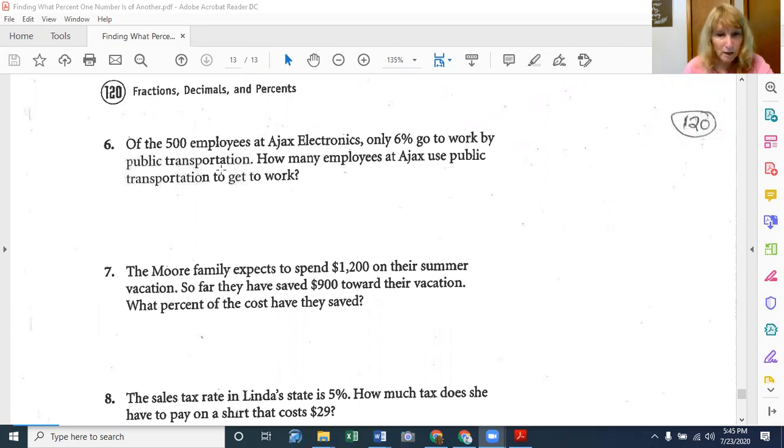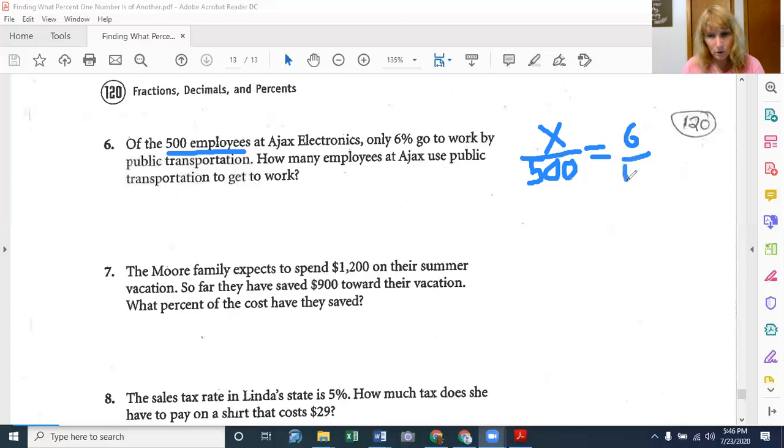Of the 500 employees at Ajax Electronics, only 6% go to work by public transportation. How many employees at Ajax use public transportation to get to work? So this one actually has the word "of" in it. So there are a total of 500 employees. So that's going to be your whole. Your is, how many employees at Ajax, that's going to be your part. That's the part we don't know. And you know the percent, 6. And you know the 100 is always there. And now you're ready to reduce your 6 over 100, cross multiply, and divide.